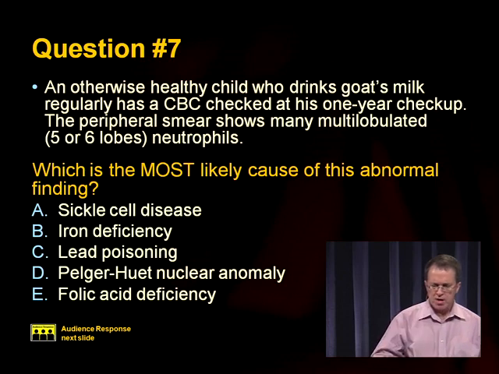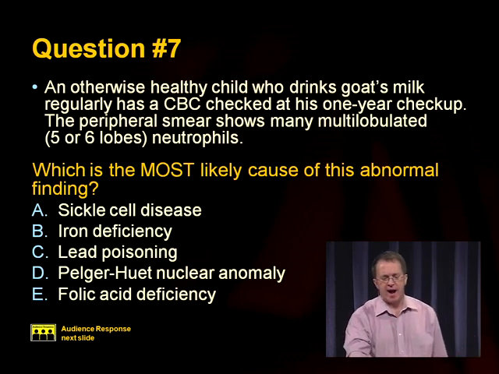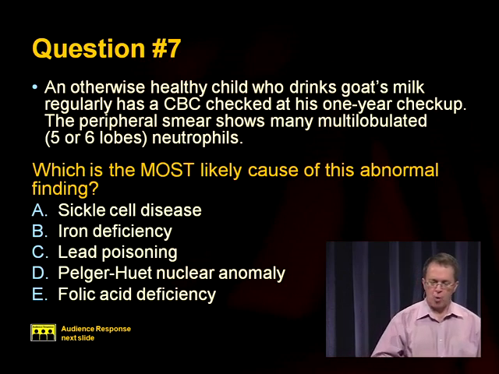Okay, question number 7. An otherwise healthy child who drinks goat's milk regularly has a CBC checked at his 1-year checkup. The peripheral smear shows many multi-lobulated neutrophils.